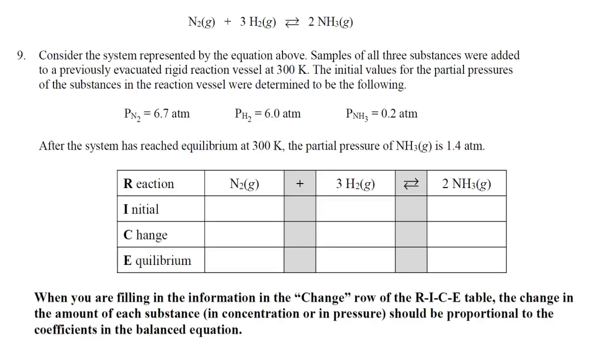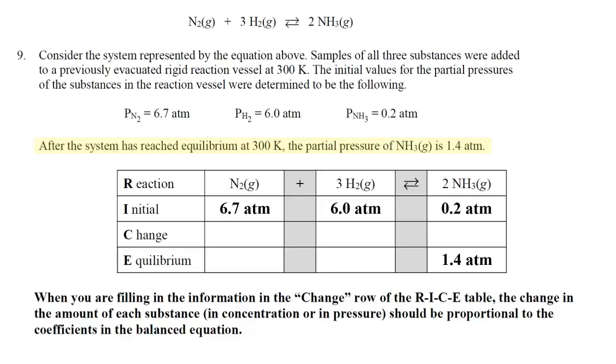The first row of the RICE table is the reaction. So we have our balanced chemical equation involving nitrogen reacting with hydrogen to produce ammonia. And for the initial values for the partial pressure of each gas, these were given to us as 6.7 atmospheres for the partial pressure of nitrogen, 6.0 atmospheres for the partial pressure of hydrogen, and 0.2 atmospheres for the partial pressure of ammonia. Now we are given one more piece of information, and that is after the system has reached equilibrium at 300 Kelvin, the partial pressure of ammonia is 1.4 atmospheres.